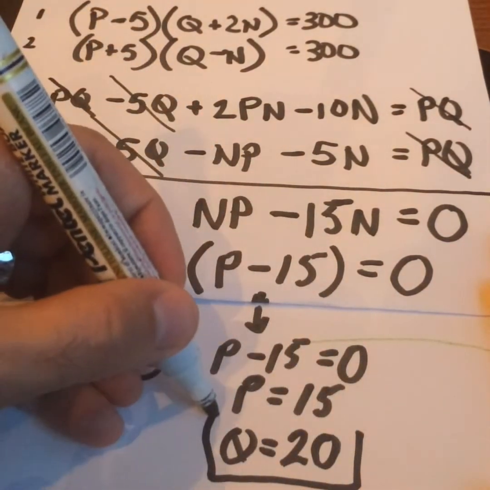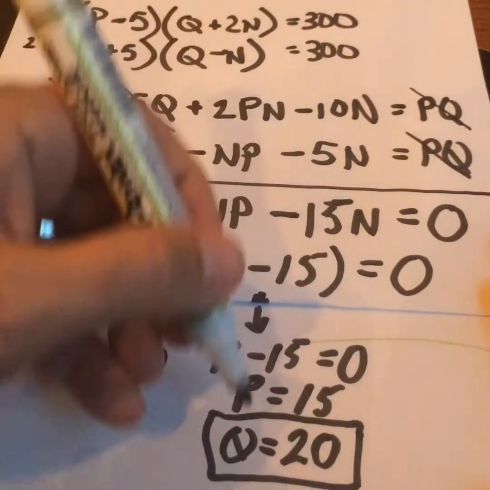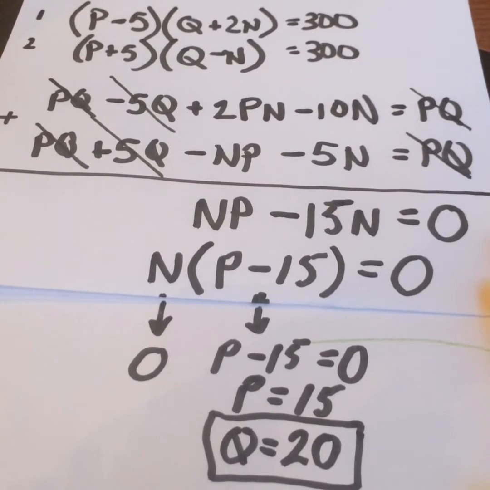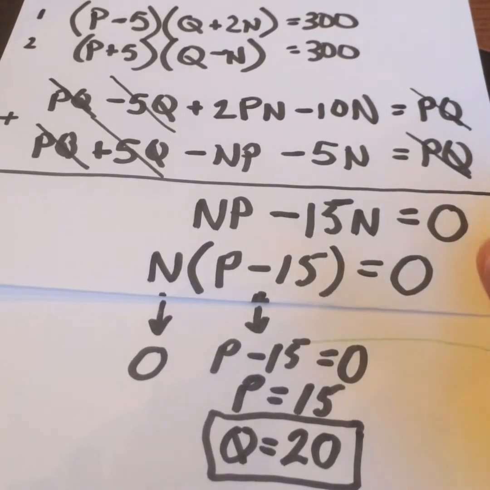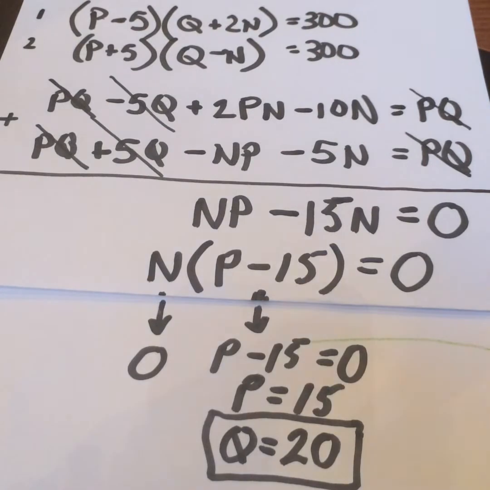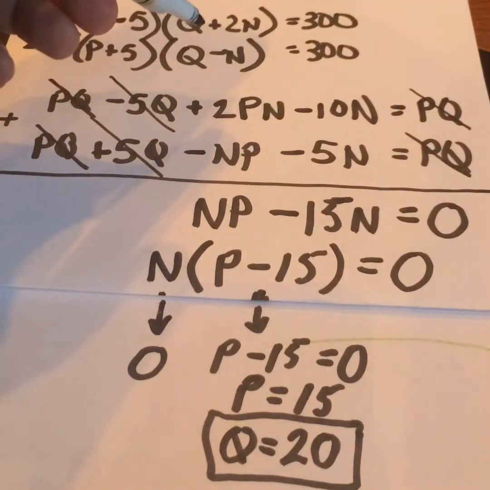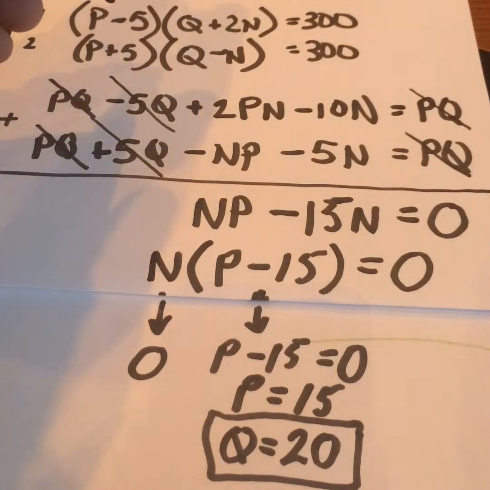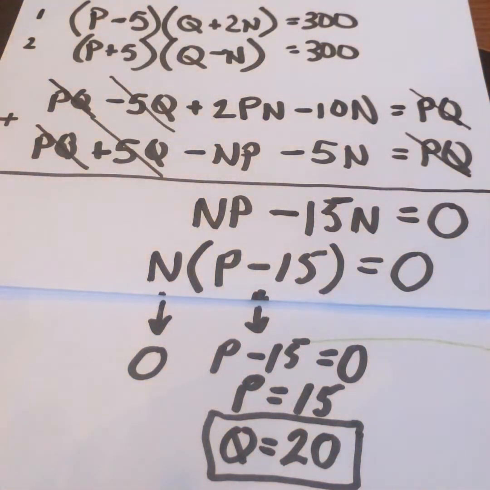And if I was running short on time, I would choose 20, which happens to be the right answer here for Q, and move on. But if you wanted to check it, all you need to do is go back to your equations. Well, 15 times 20 is clearly 300. Go back to these two equations, 1 and 2. Plug in P for 15, Q for 20 in both cases. Solve for N. And if N is the same value in both equations, you definitely have the right answer here. Okay? So that's the algebraic solution.